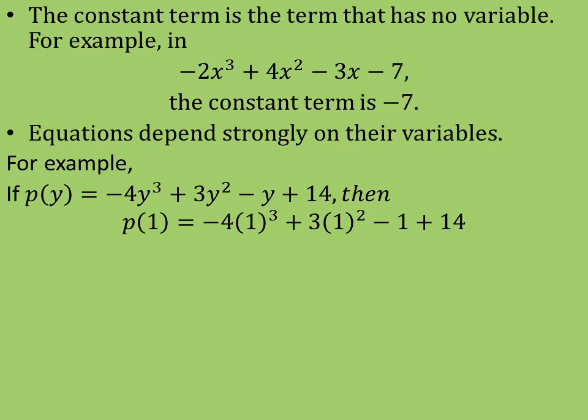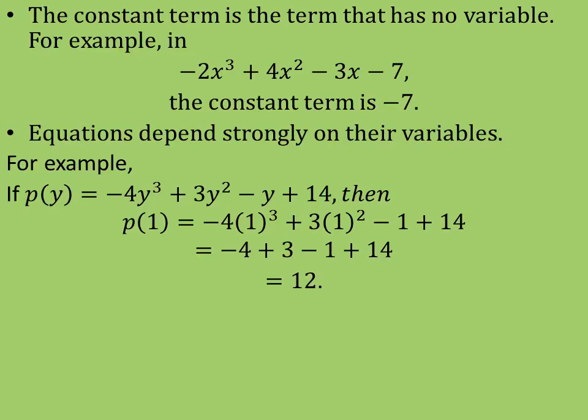So we have minus 4 into bracket 1 raised to power 3 plus 3 into bracket 1 raised to power 2 minus 1 plus 14. 1 raised to power 3 is 1, so minus 4 times 1 is minus 4. Plus 1 raised to power 2 is 1, 3 times 1 is plus 3, and minus 1 remains minus 1, plus 14, which is our constant term. When we simplify it, we have 12 as our answer.